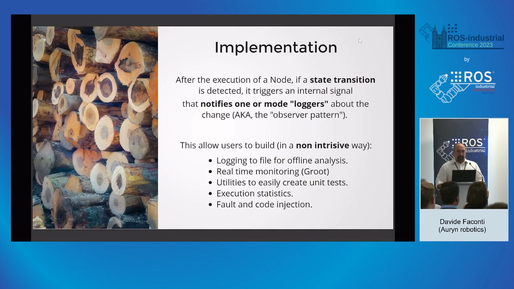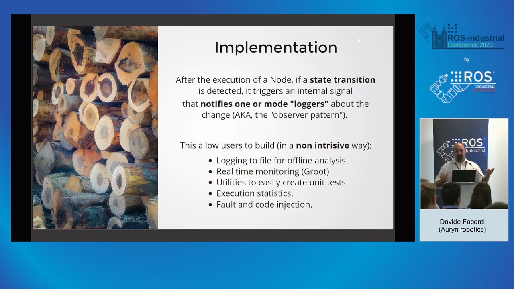The way this is implemented is basically with what is called, in programming, the observer pattern. So every time there is a state transition in one of the nodes, there's a kind of signal-slot or publish-subscribe architecture that will invoke 0 to n attached loggers. These loggers can save the information to a file or a database, or publish that information to an outside process, or just collect statistics about it.